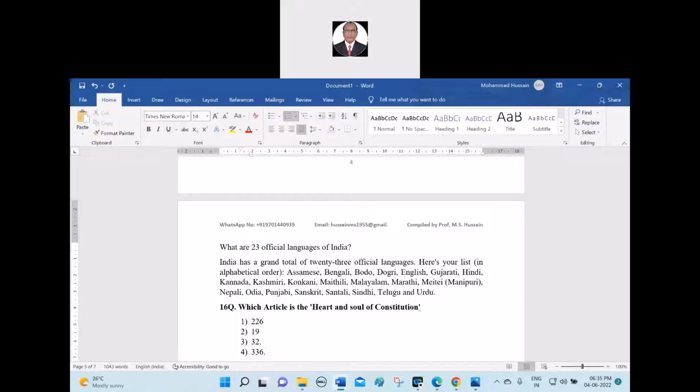226, supplementary question. Article 226, what does it deal with? Writ petitions in the High Court, sir. Constitutional remedies. Writ petitions in the High Court and the Supreme Court. Article 32 is for the Supreme Court. For the High Court, it's Article 226. For the Supreme Court, it's Article 32.